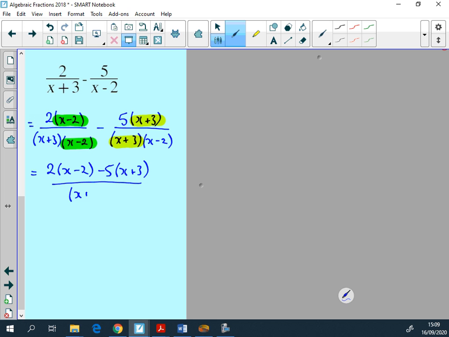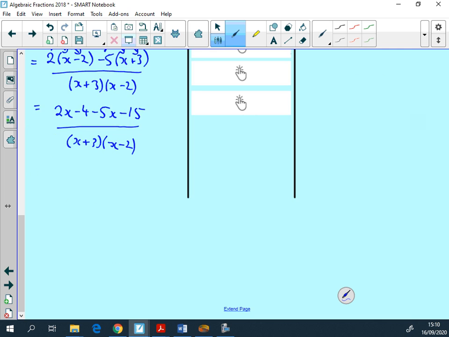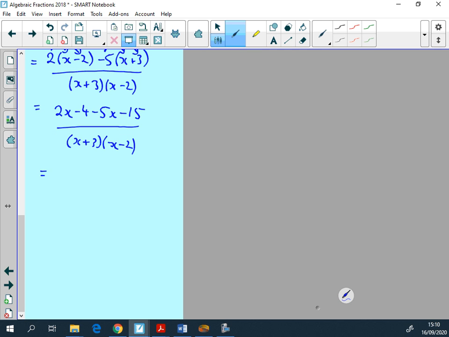And leave my denominator as x plus 3, x minus 2. Now I expand the bracket, so I'm going to get 2x minus 4. Now this is a negative 5, so it'll be take away 5x, negative 5 times 3, so it'll be take away 15, all over x plus 3, x minus 2. Now I'm running out of a bit of space, so I'm going to give myself a little bit more space. I can tidy up the top, so I'm going to have take away 3x, take away 19, all over x plus 3, x minus 2, and that's me fully simplified.